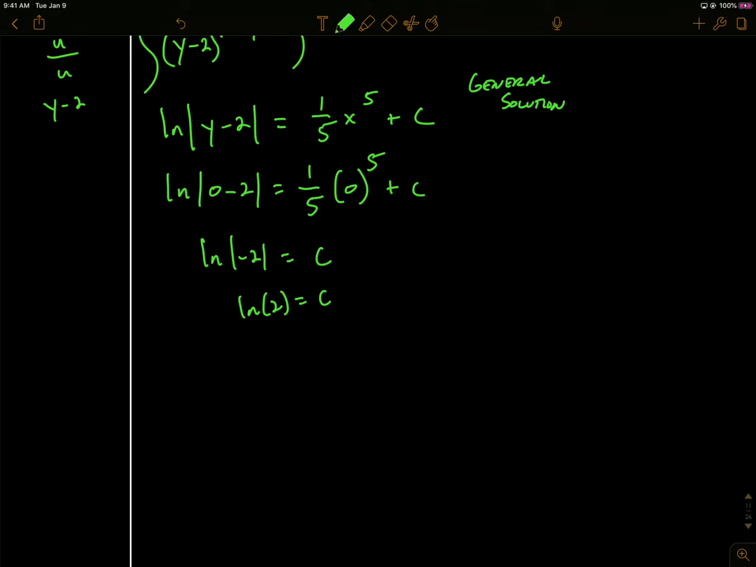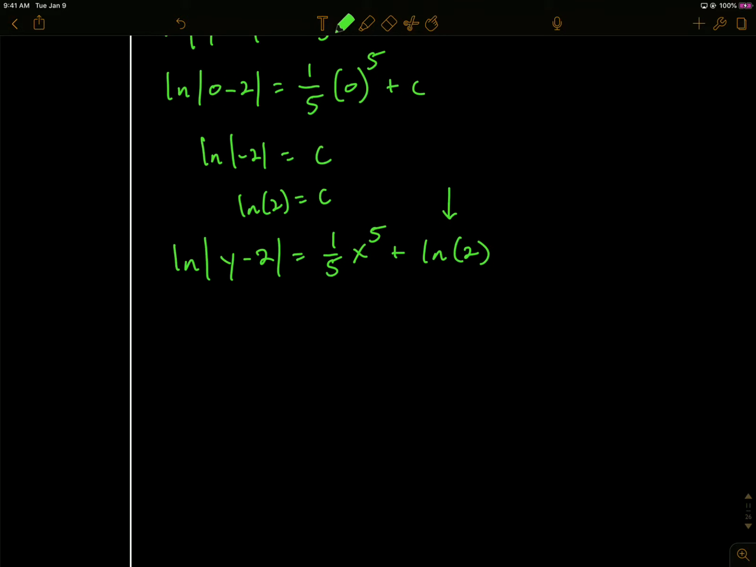So now we can rewrite our general solution to get our particular solution. The absolute value of y minus 2 equals 1/5 x to the 5th plus the natural log of 2. Remember that this is just a number, the natural log of 2, just like pi is a number. All right, so now they want us to write it, though, in function notation in y equals form. So y is inside a natural log, so if we e both sides, that means the left side we get y minus 2. Right, I'll say the absolute value of y minus 2 equals e to the 1/5 x to the 5th plus the natural log of 2.